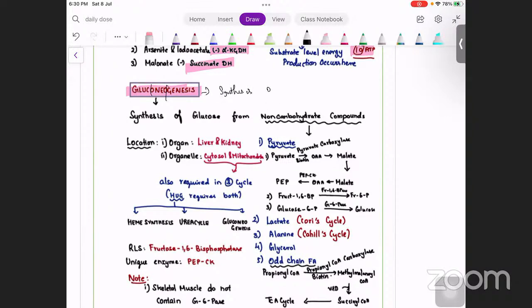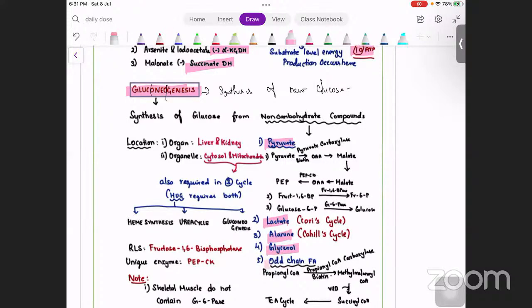So what is the synthesis of new glucose? The synthesis of new glucose comes from non-carbohydrate compounds. We have 5 non-carbohydrate compounds which can synthesize this new glucose. One is your pyruvate, another one is your lactate, another one is your alanine, another one is your glycerol, and odd chain fatty acid.